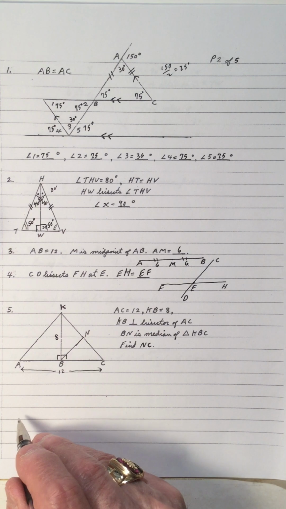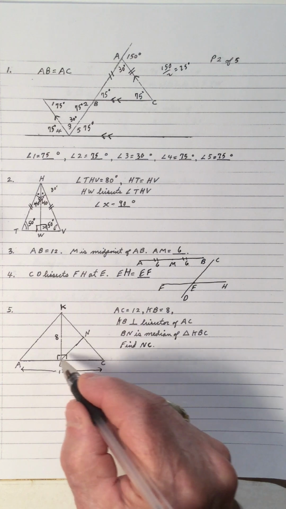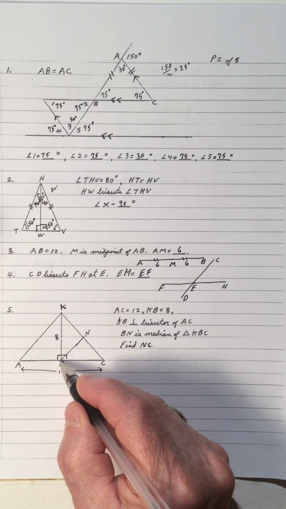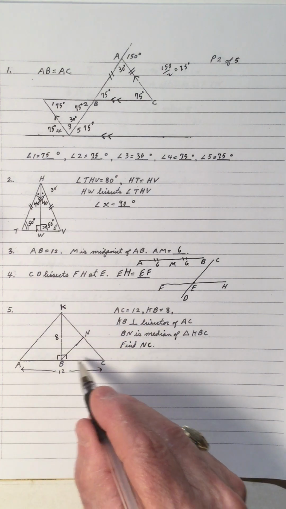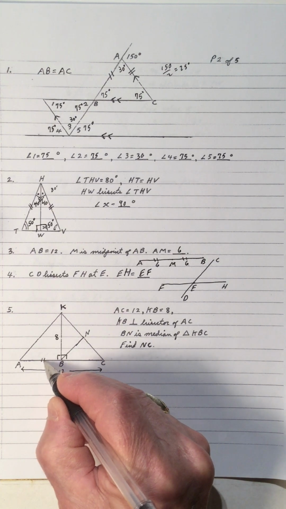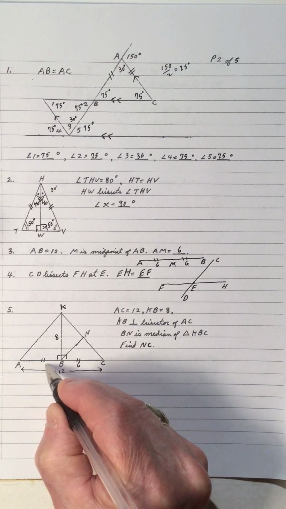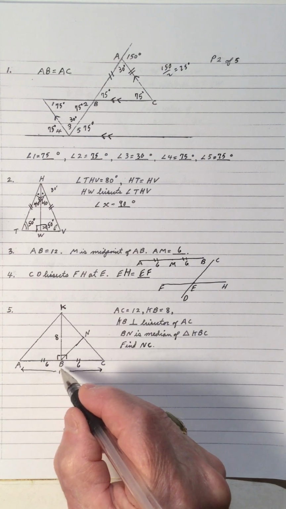And the perpendicular bisector, not only perpendicular but it bisects. So that means the perpendicular bisector cuts AC in half. B is the midpoint. So that means that AB is equal to BC. That means they must be 6 and 6, because it bisects it, cuts it in half.